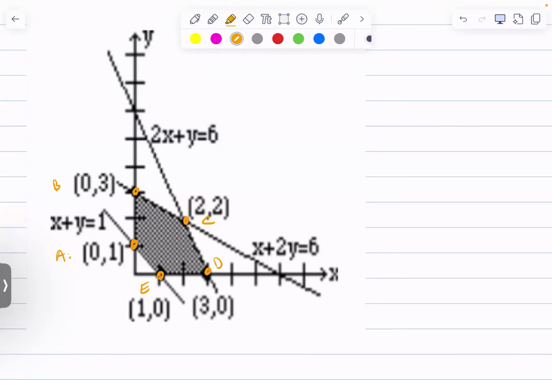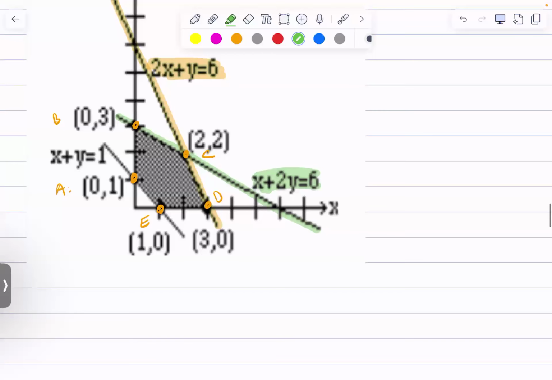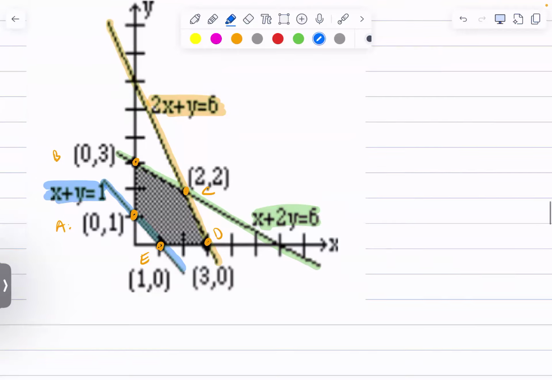Let's see here. I'll try to do kind of color-coded, sort of, at least. So we can talk about different colors of lines, hopefully. But because we already have the vertices, it's not so bad.